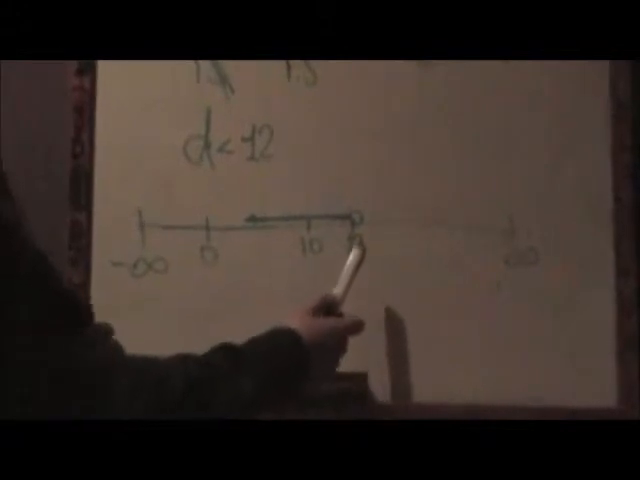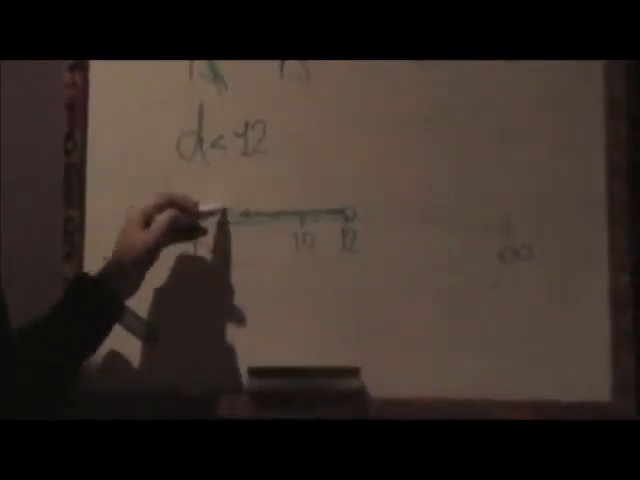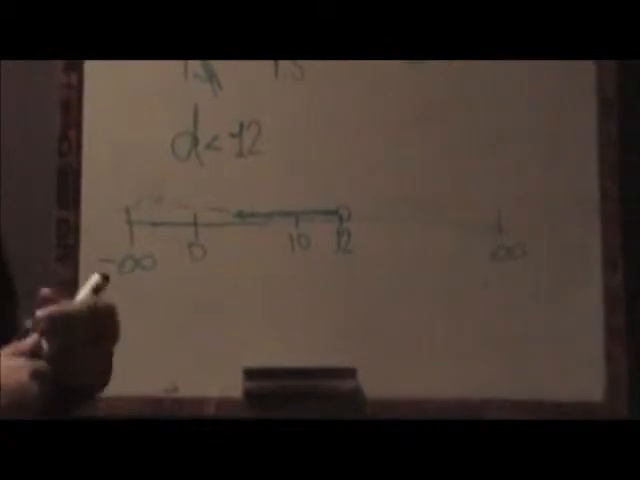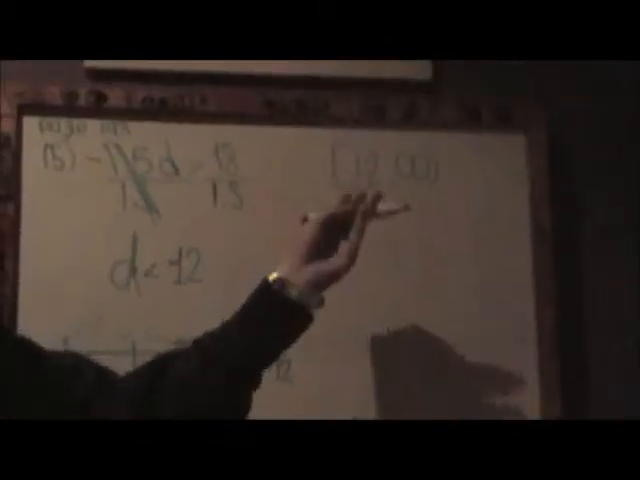So then we have to do the line. We have to locate the 12 and then put it to this side because it is going to that side. And then we have the result, that is brackets 12 and infinite parentheses. Thank you.